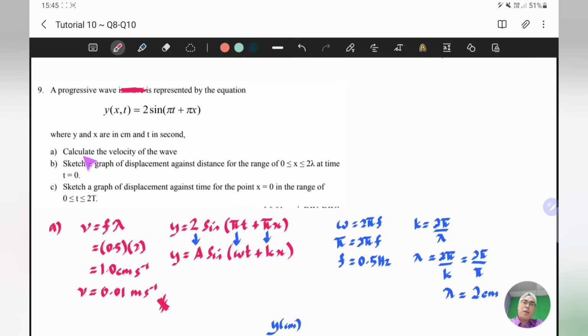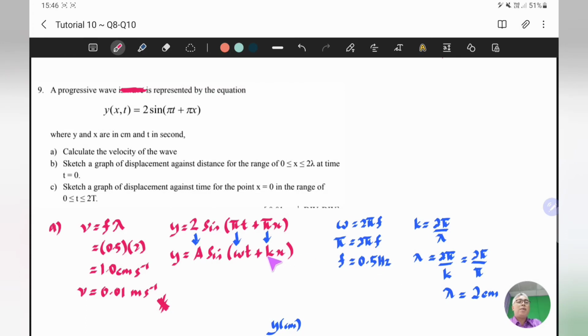By asking you to calculate the velocity of the wave, we need to calculate v. So v equals fλ. Based on this equation, f and λ are not given, but we may calculate f and λ from ω and k. So ω equals 2πf, where ω equals π. So π equals 2πf. π and π cancel each other, giving you f equals 1 over 2, which is 0.5 hertz.